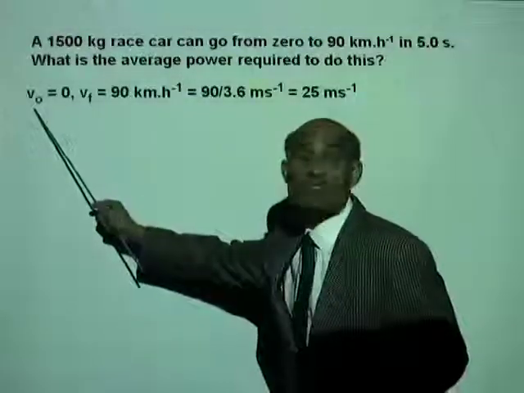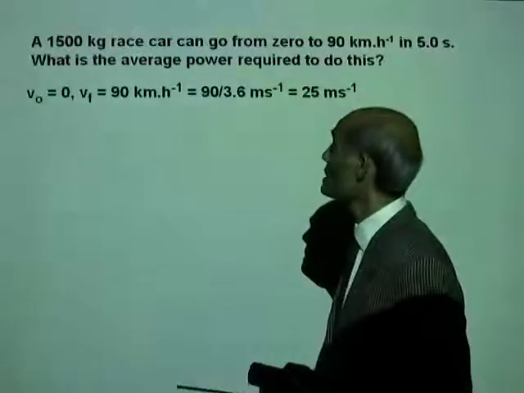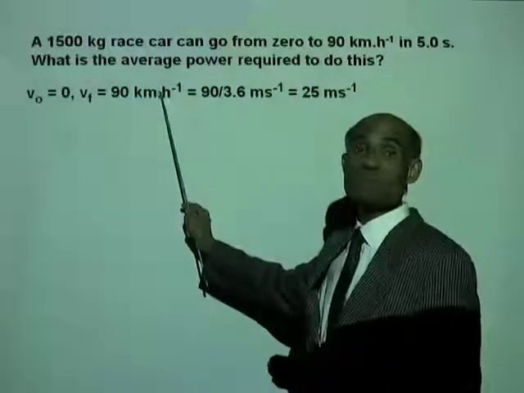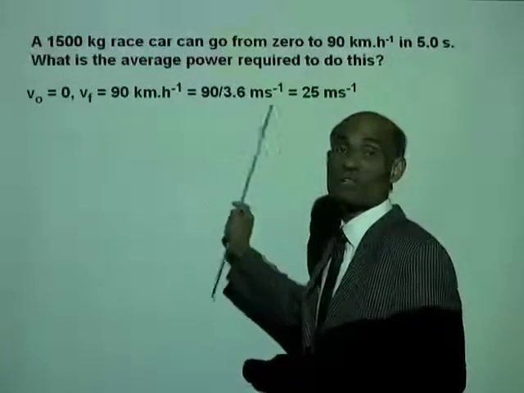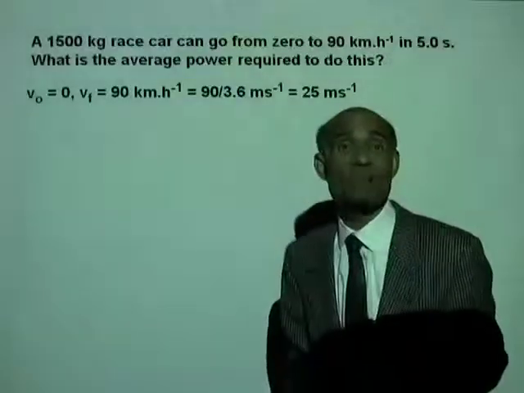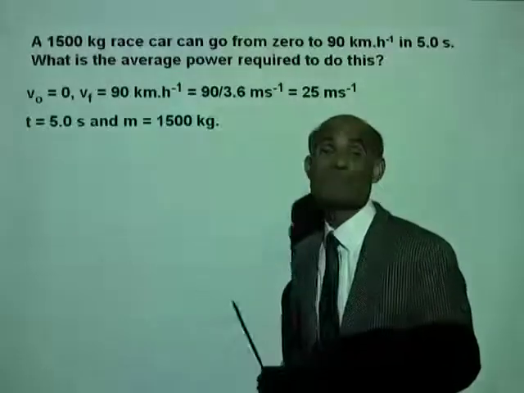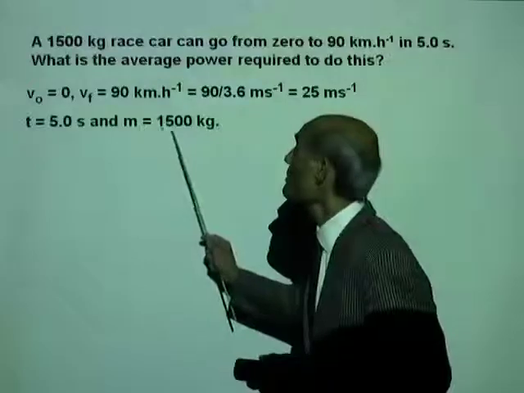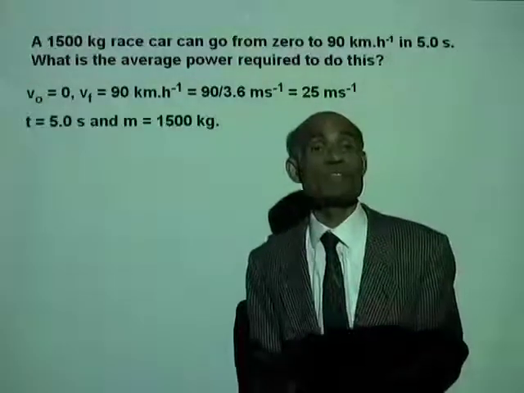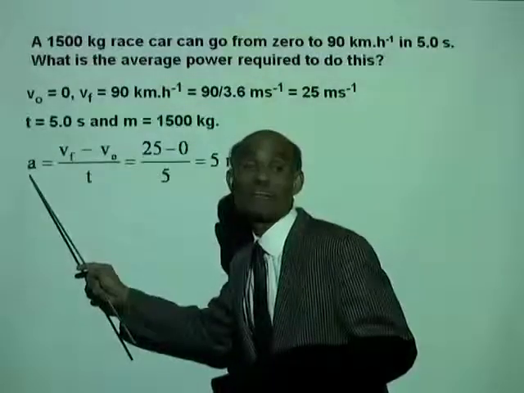Well, we have V0, initial velocity is 0. The final velocity is 90 kilometers per hour. Convert that to meter per second. Divide by 3.6. That gives you the final velocity is 25 meters per second. The time taken is 5 seconds. And the mass of the race car is 1500 kilograms. That is our data. First of all, we find acceleration.